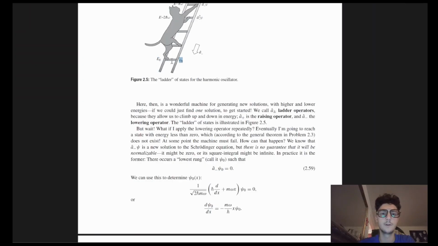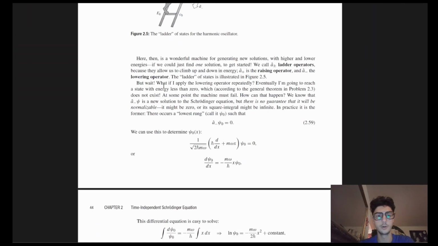So I think he wants to find this solution here to work with. But wait, what if I apply the lowering operator repeatedly? Eventually I'm going to reach a state with energy less than 0, which according to the general theorem in problem 2.3, which we have not done yet, does not exist. At some point the machine must fail.